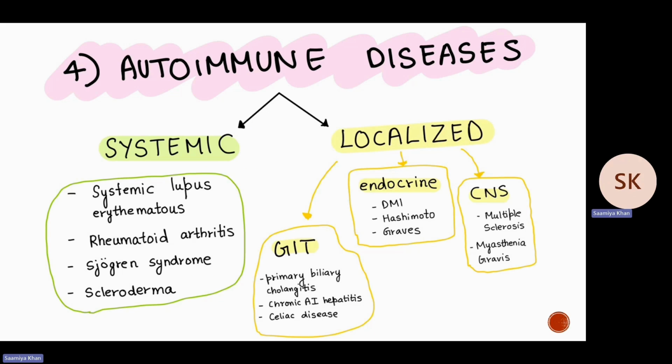Autoimmune diseases are divided into systemic and localized. In systemic, we have these 4. In localized, we can divide into organ system wise, which is these, and these. That's it. And you should be prepared on the details of each disease, but do not start with the details. Start with the details at the end of your question once you're done explaining the basic part.